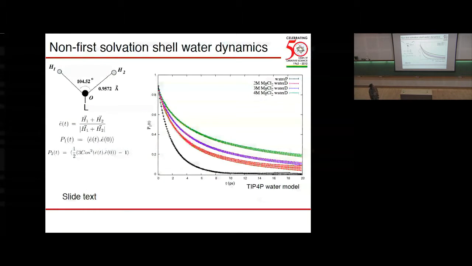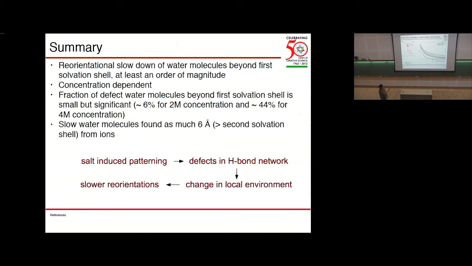And so this is the main result. What we are looking at is the dipole vector of a water molecule. And these are the water molecules which are beyond the first solvation shell. The black line is for the pure water, where you can see that as a concentration dependent for magnesium, if I look at the water molecules beyond the first solvation shell, there are a lot of slow waters that are coming. So the dynamics is retarded for molecules even beyond the first solvation shell.